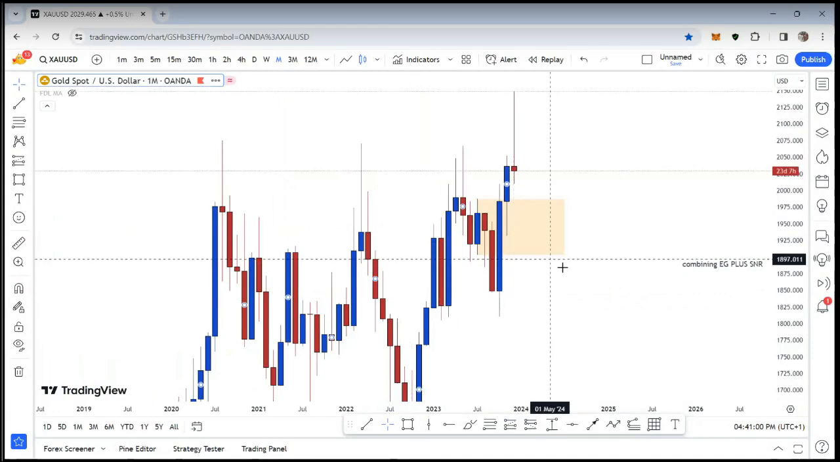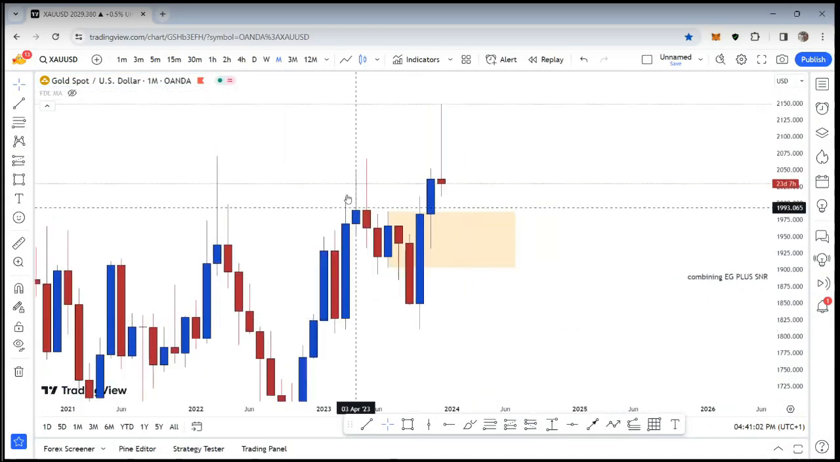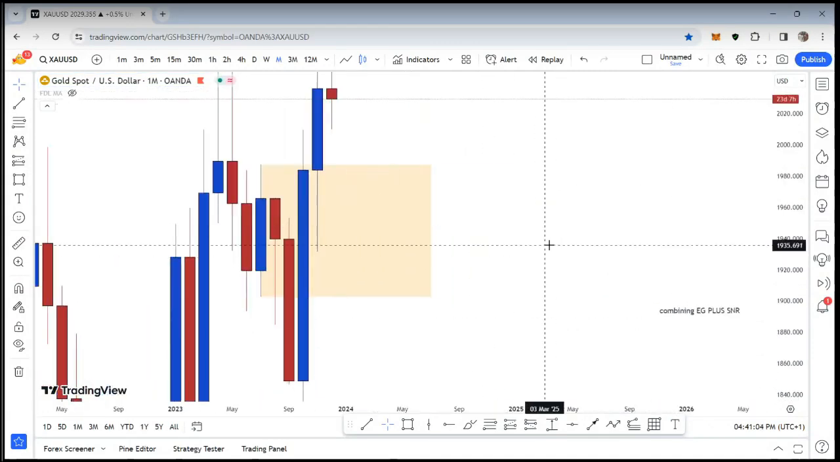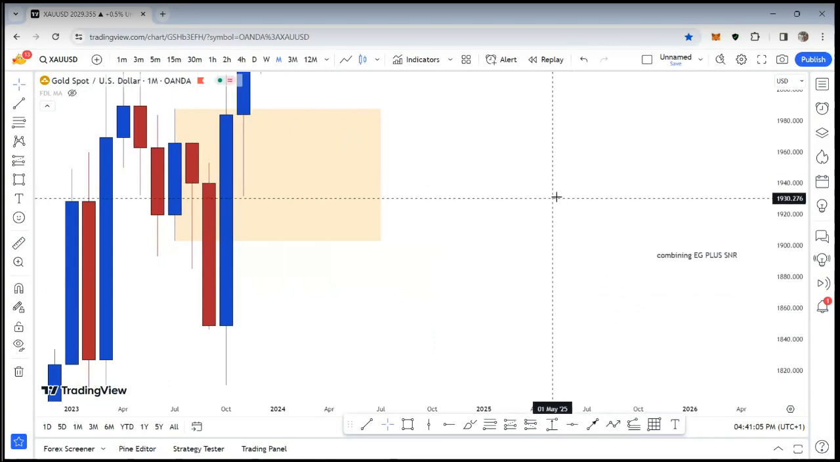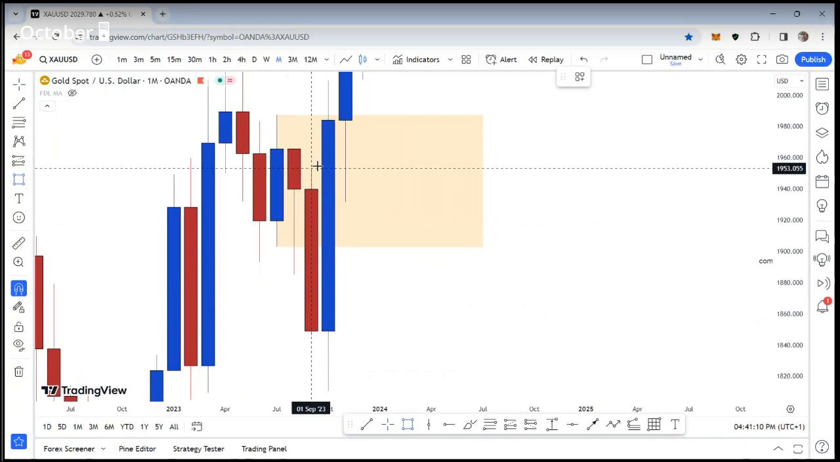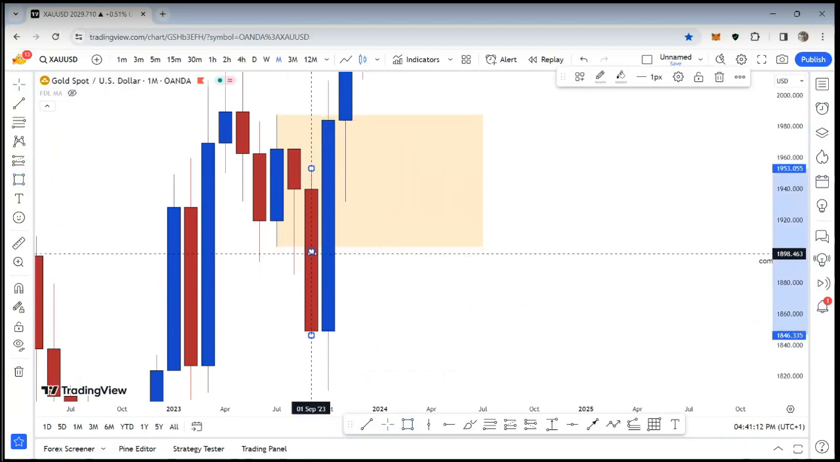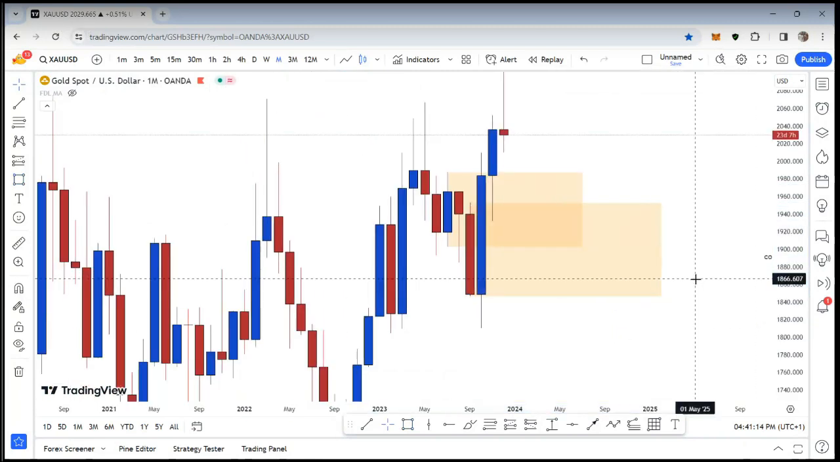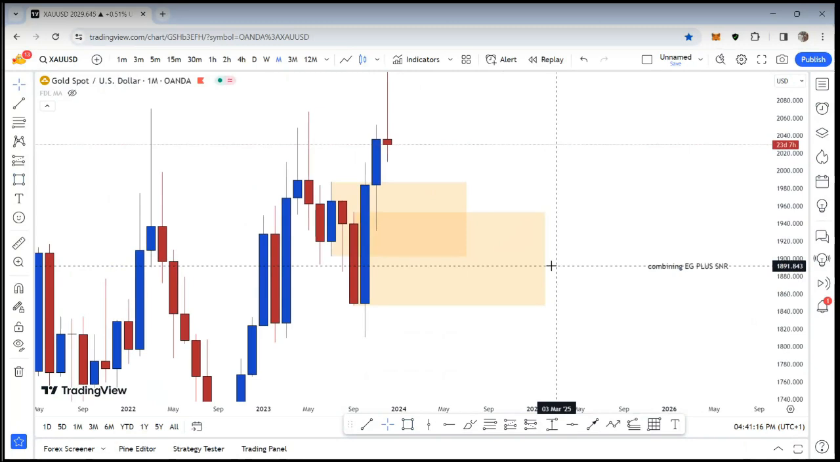So basically, this is the normal type of engulfing, guys. Do we agree? Do you guys agree with me? Yes. This right here is the normal type of engulfing that I learned from the Malaysians.